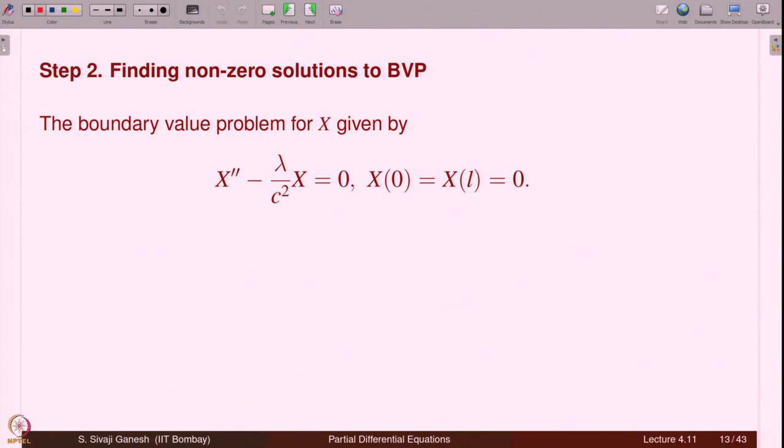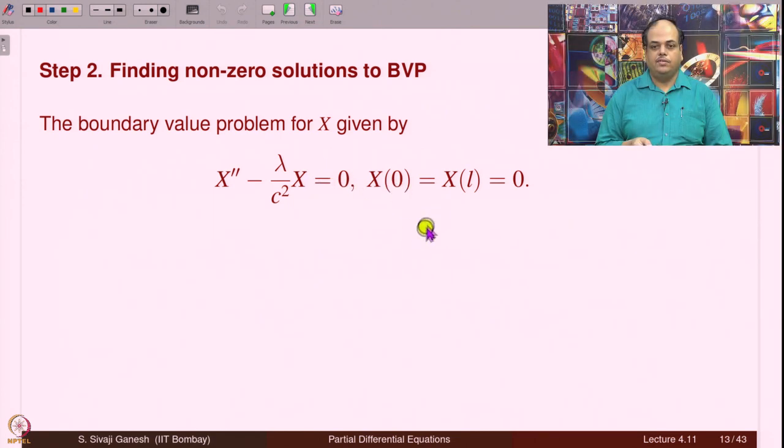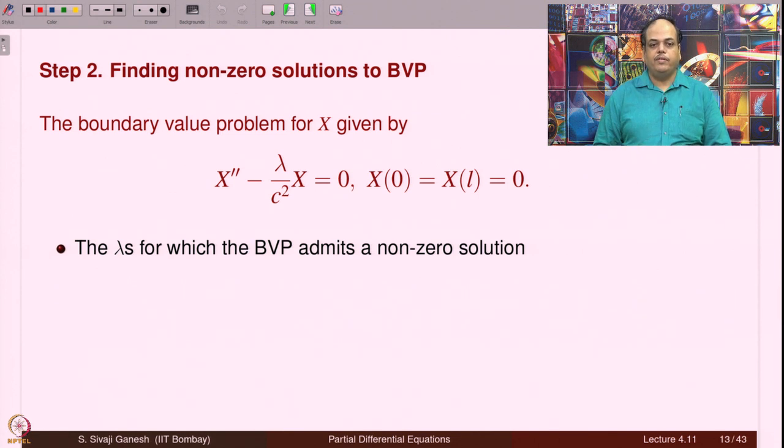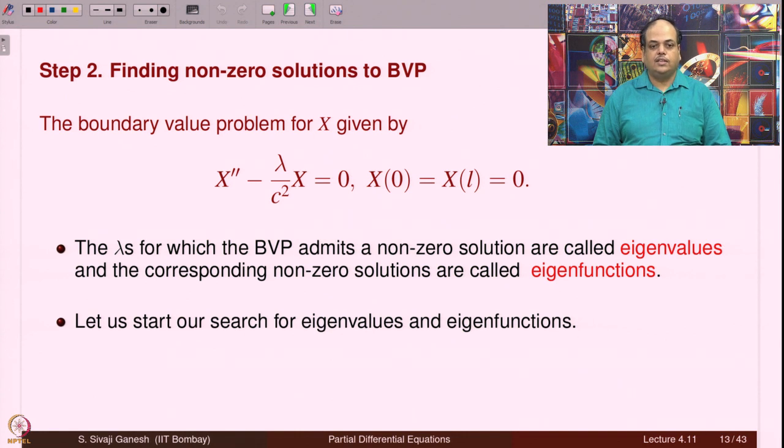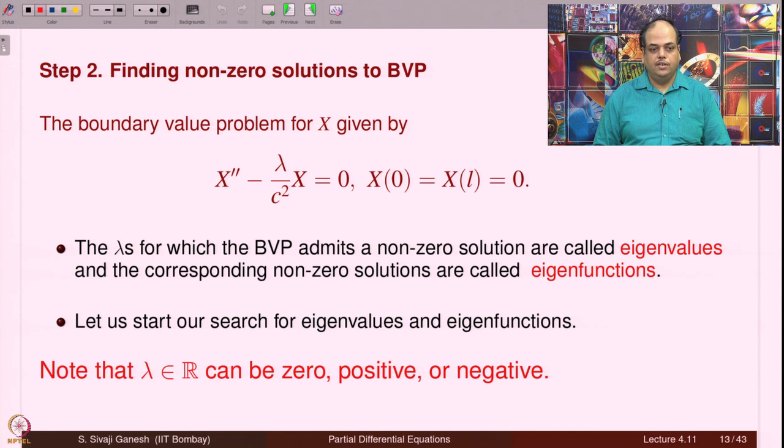Okay. So, this is the boundary value problem that we have for X: X double dash minus lambda by c square X equal to 0, X of 0 equal to X of l equal to 0. Now, the lambdas for which the BVP admits a non-zero solution, remember we are interested in only non-zero solutions, such lambdas are called eigenvalues, and the corresponding non-zero solutions are called eigenfunctions. So, let us start our search for eigenvalues and eigenfunctions.